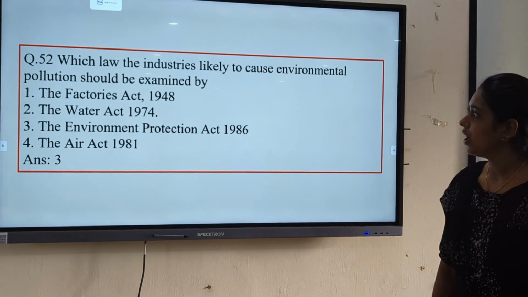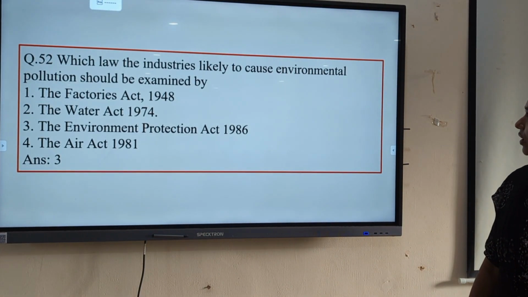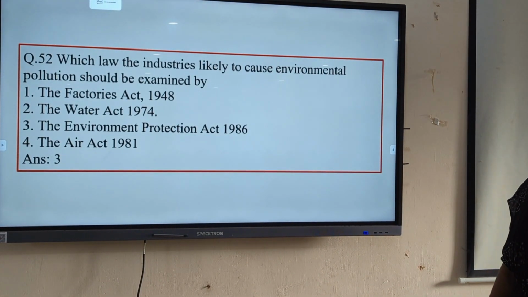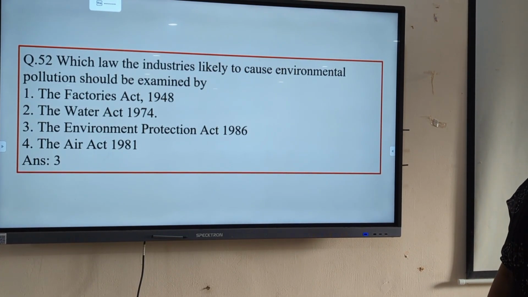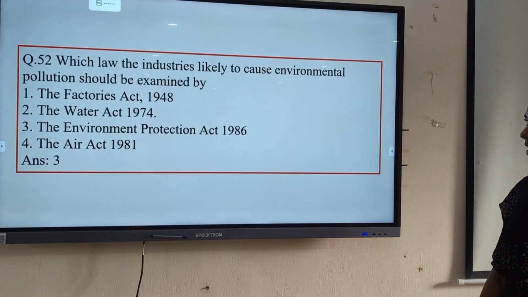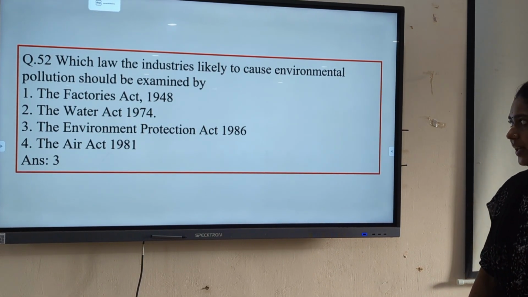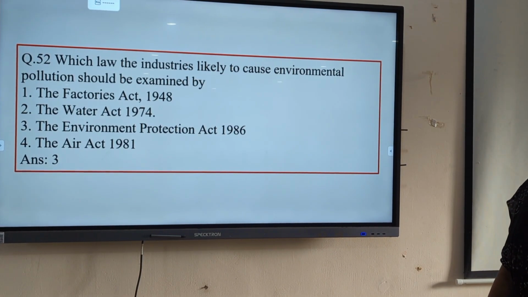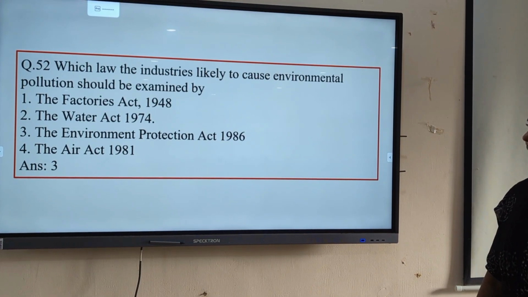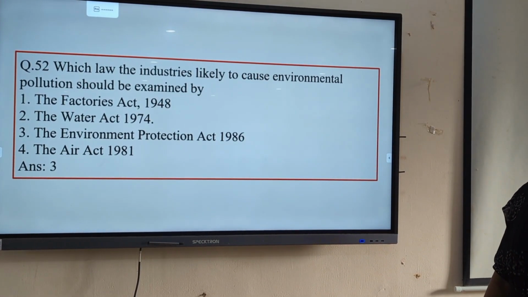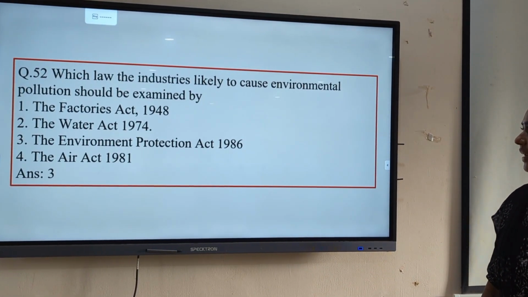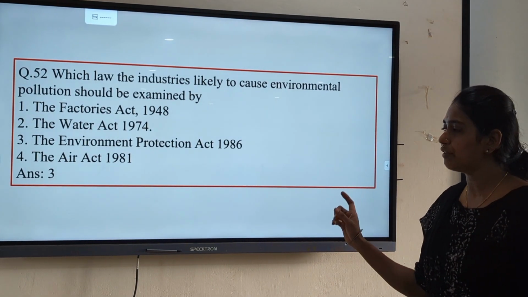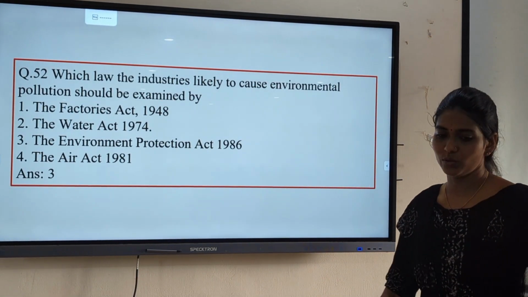Now the next question: which law should examine industries likely to cause environmental pollution? This means these industries will be causing severe environmental pollution, and that has to be regulated by which act? That is our question. Options: Factories Act of 1948, Water Act of 1974, Environment Protection Act of 1986 and the Air Act of 1981. From the question itself, it is clear that it is related to the environment. So the act is the Environment Protection Act of 1986. Make sure that while you study different acts, you also study these years.